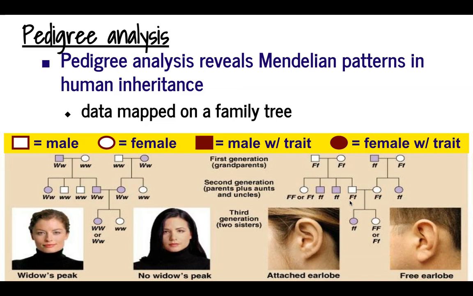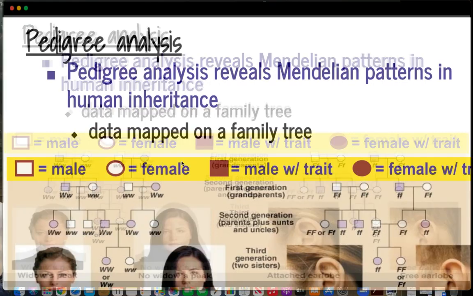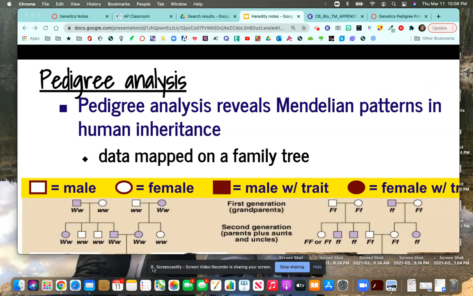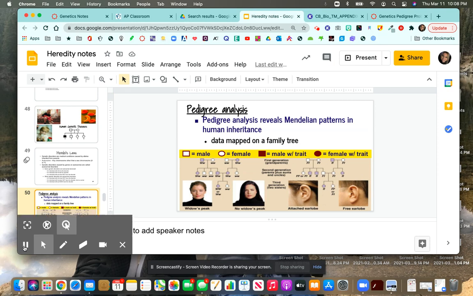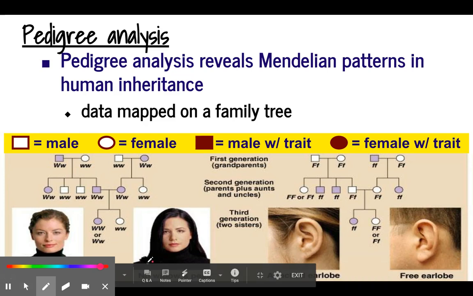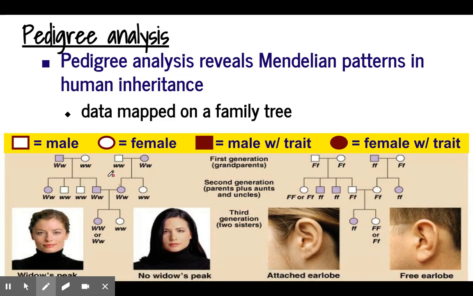All right, pedigree analysis. Pedigrees reveal Mendelian patterns in human inheritance. Data is usually mapped on a family tree, as we see here. So we're going to look at two different types of pedigrees. This one here is going to be our dominant trait, and this one here is going to be our recessive. I just put RE for recessive.